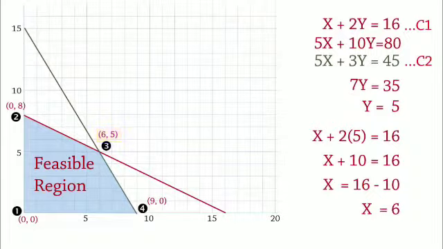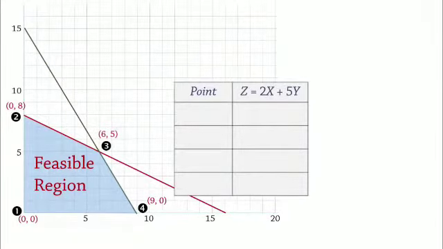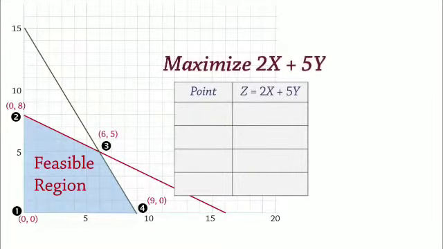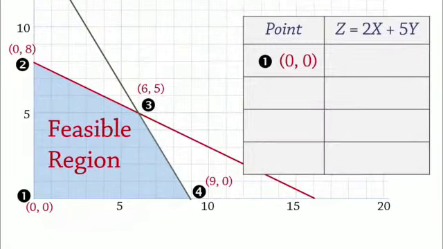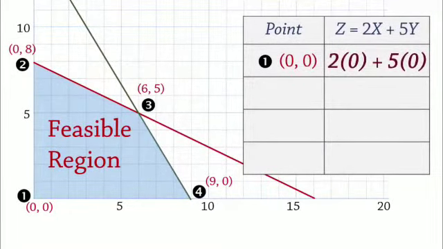Next, we determine the optimal solution point by finding the corner point that gives the best value of the objective function. The objective function was to maximize 2x plus 5y. As you can see here, the objective function or its value is sometimes represented with z. So now the xy coordinates at point 1 are (0, 0), and substituting that in the objective function gives 2 times 0 plus 5 times 0, which equals 0.